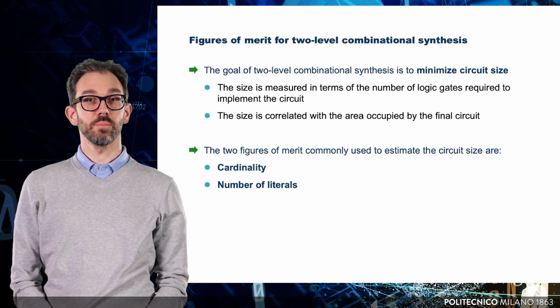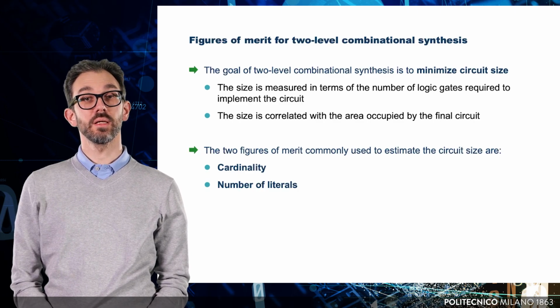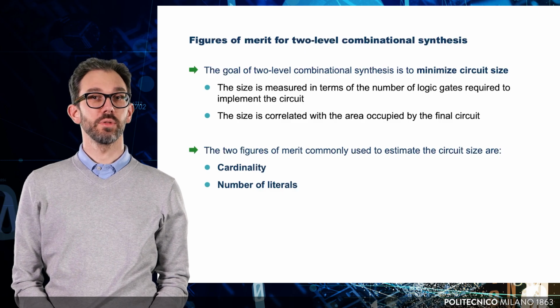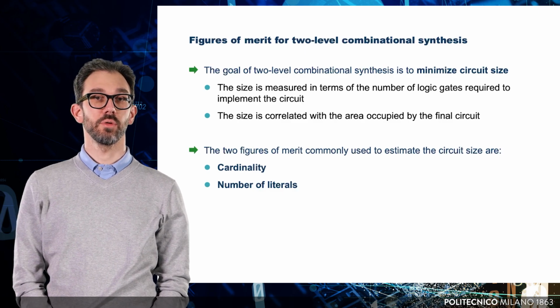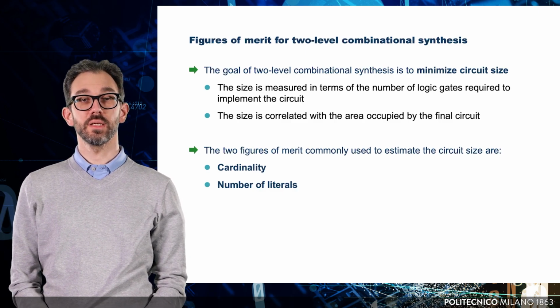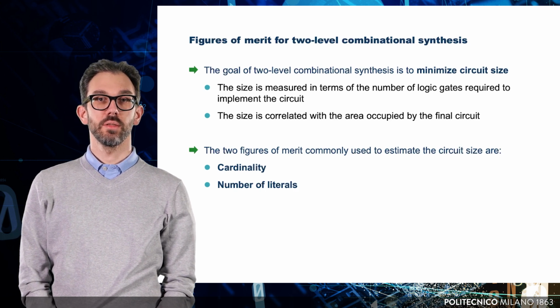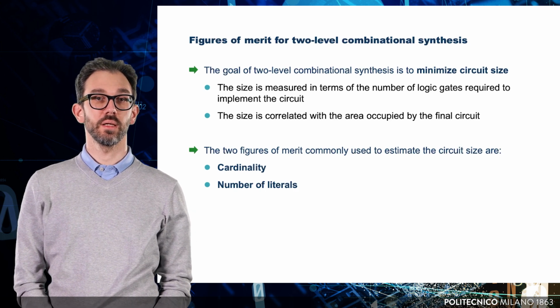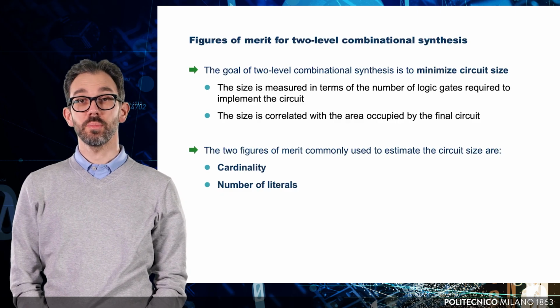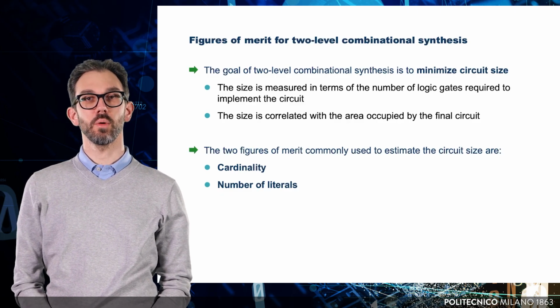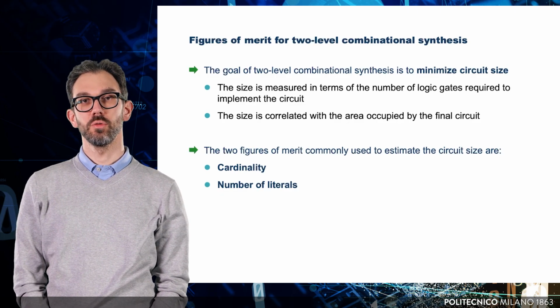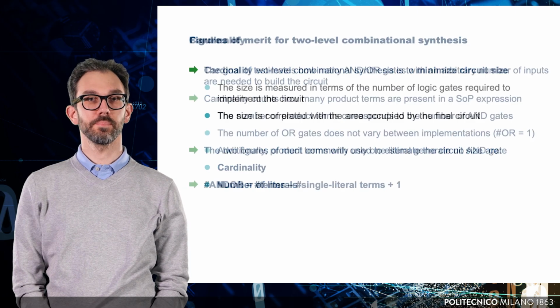There are 2 commonly used figures of merit for estimating the size of a circuit expressed as a sum of products expression: the cardinality, which is the number of product terms in the expression, and the number of literals. In the upcoming slides, we'll examine each of these in detail to understand what aspect of the circuit they measure. Finally, do note that we here focus on SOP expressions. However, we can apply a dual reasoning to product of sums forms.